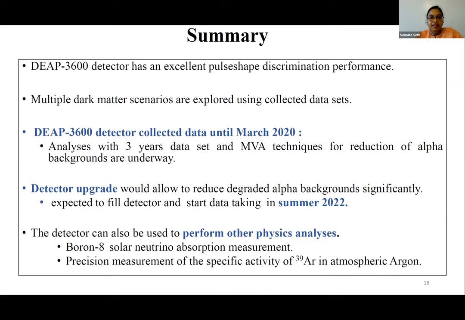So I'll summarize the main points. The DEAP-3600 detector has excellent pulse shape discrimination performance, and we have studied multiple dark matter scenarios. DEAP-3600 collected data till March 2020, we are currently analyzing our data, and MVA techniques we are going to implement to reduce the alpha backgrounds. The detector upgrade would allow us to reduce the degraded alpha background significantly. We are expecting to fill our detector and start data taking in summer of this year.